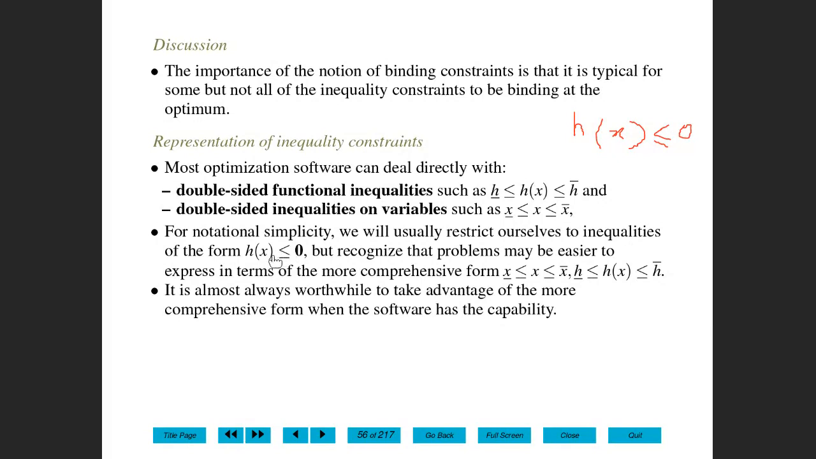So this is more for notational simplicity. Just to keep things simple, we do this. But otherwise, this is more straightforward. This is more what you have seen before. You just put the upper limit and the lower limit, and that's it. So if the software has the capability, then it's a good idea to write it in this form. That means for the constraint as well as for the variable, you give the lower limit and the upper limit, and that's it.